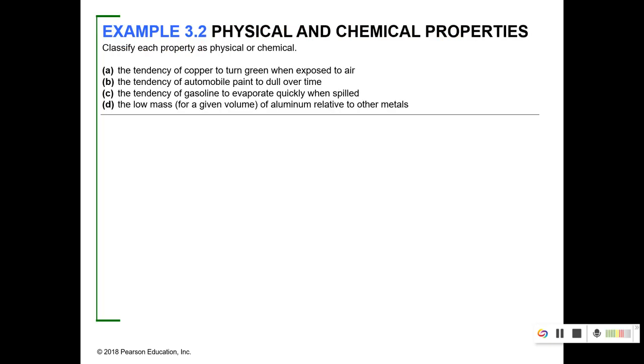All right, so let's do some problems. Physical and chemical properties. What would be the tendency of copper to turn green when exposed to air? So that one's going to be a chemical. Write it over here. Because once that happens, it's called oxidation. It's kind of like rust, and it can't be changed back until you've done another chemical reaction.